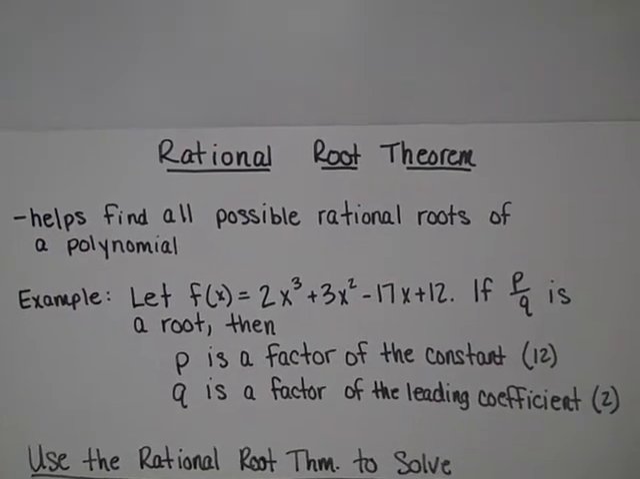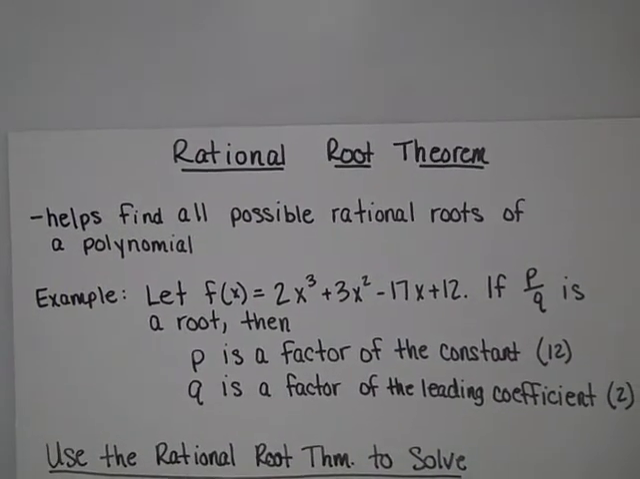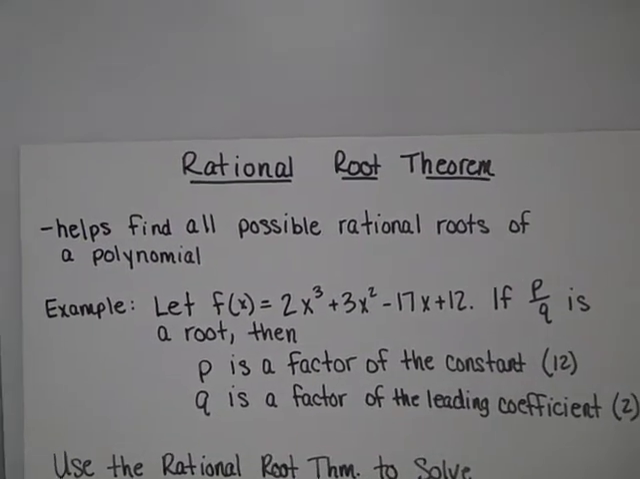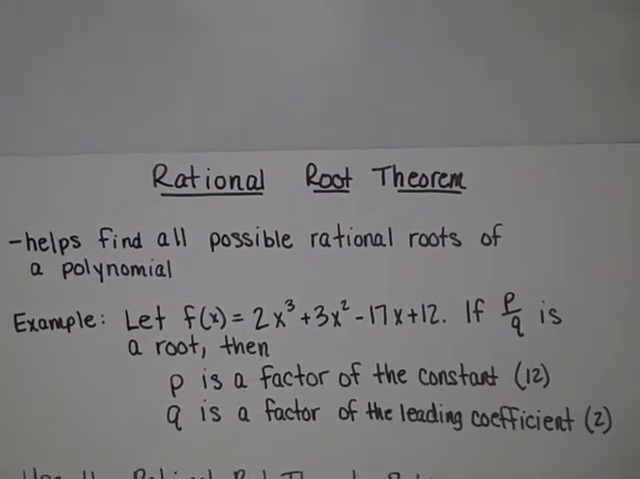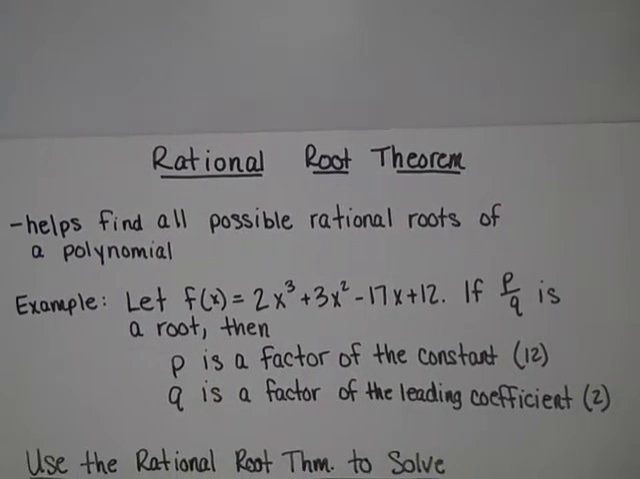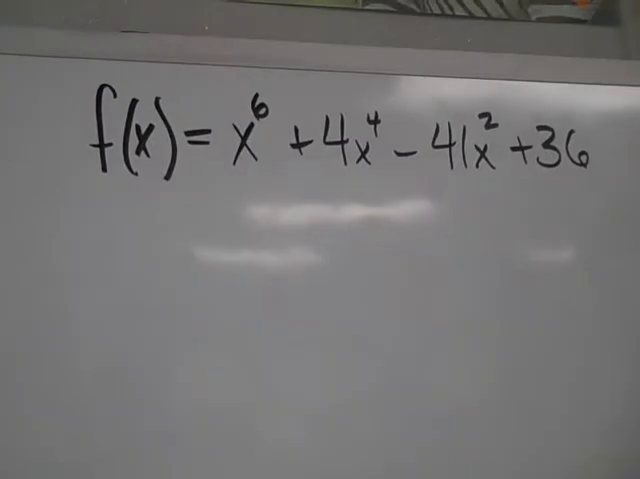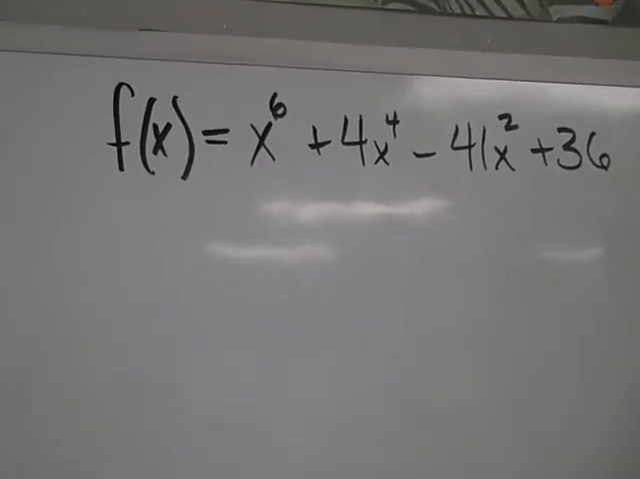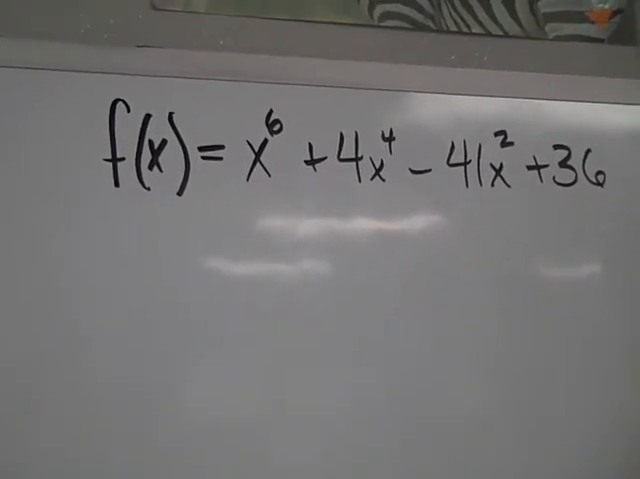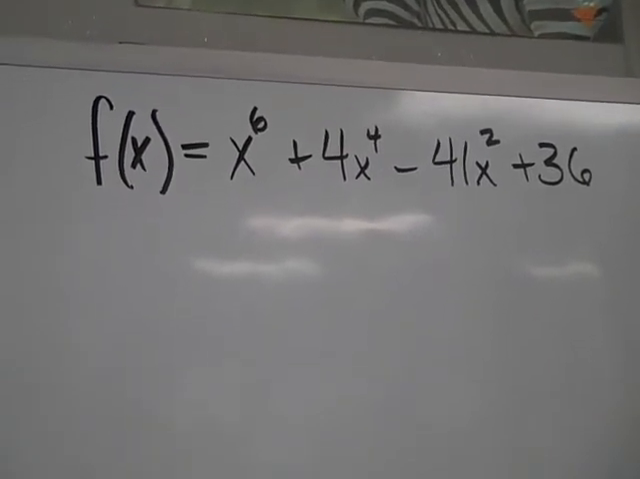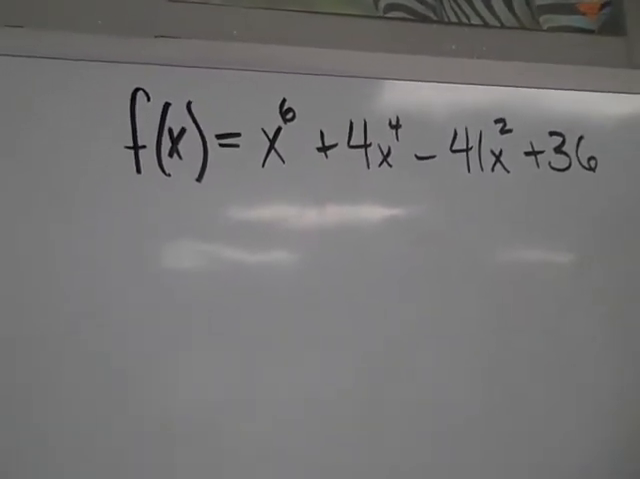If p over q, which is any type of fraction, is a root, then p has to be a factor of the constant, 12, and q is a factor of the leading coefficient, which in this case would be 2. So our first equation that Mr. Griffin's going to help us out with is f of x equals x to the 6th plus 4x to the 4th minus 41x squared plus 36.